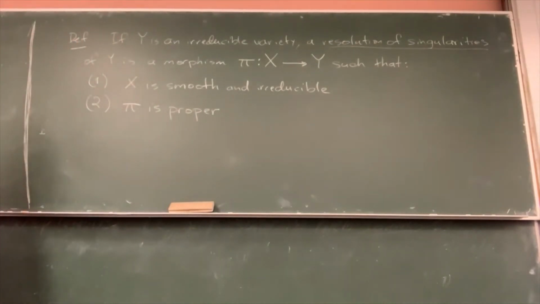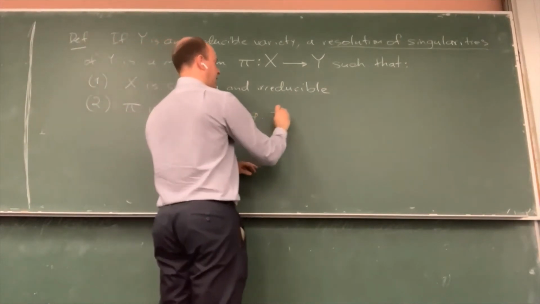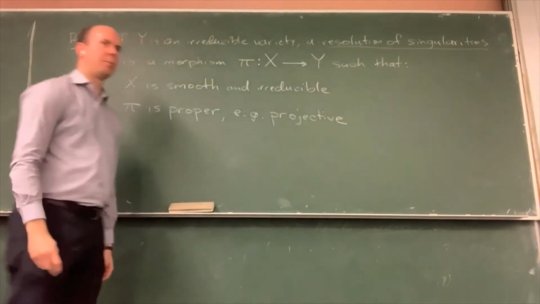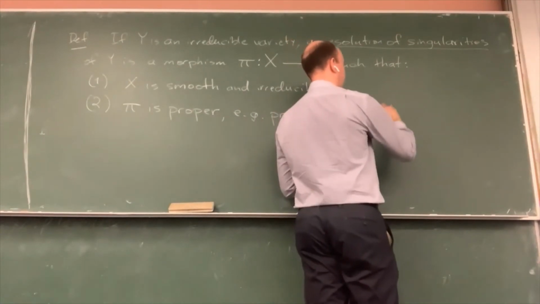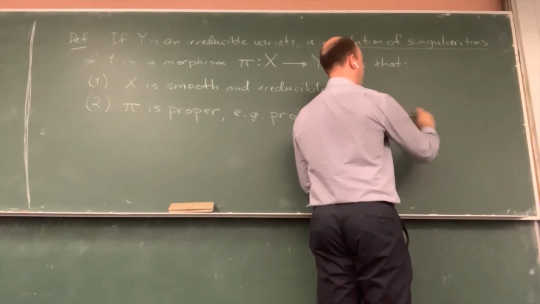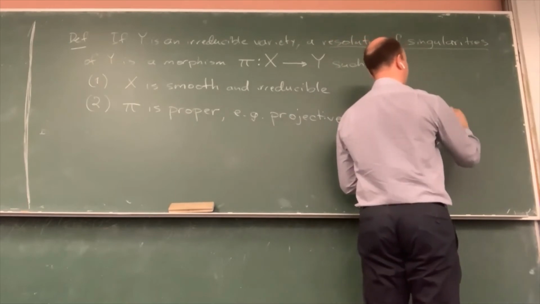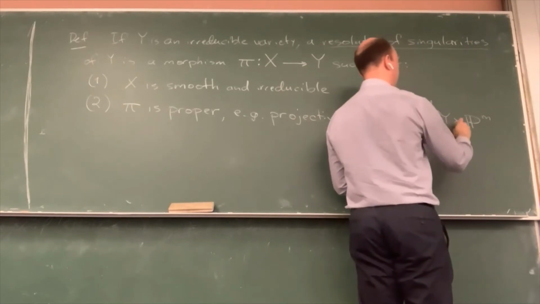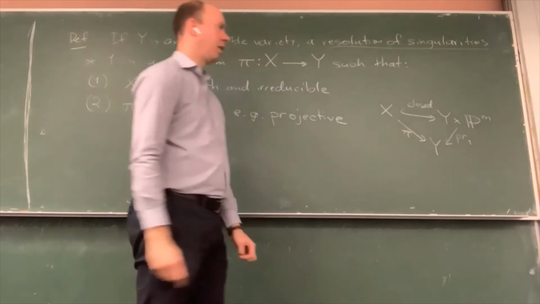Now, I don't want to get into the general definition of proper, but in the cases that we will see, it's actually going to be projective, which is a special kind of proper morphism. So what projective means is that pi factors through a closed embedding of X in the product of Y with some projective space P^M, and then just projecting onto the Y factor.